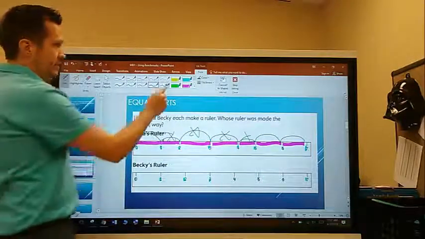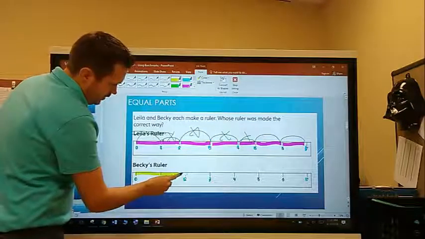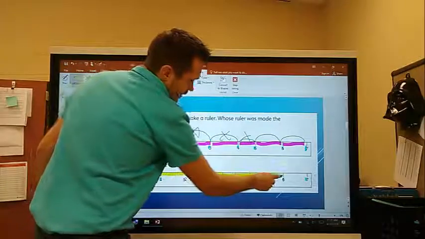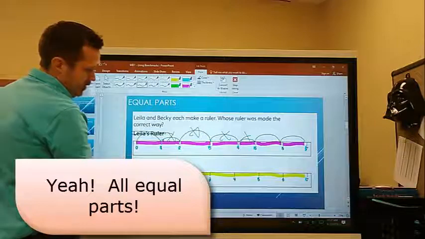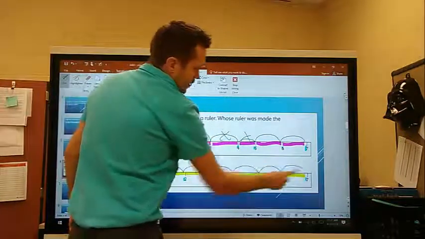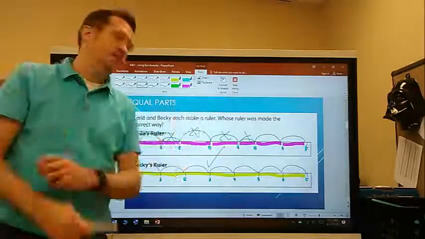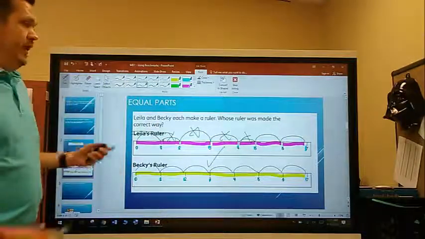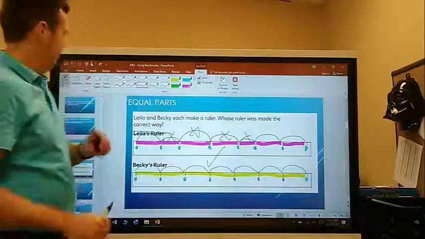Let's check Becky's and see if it has equal parts. So here we have Becky's ruler. That looks good. That's the same. That's the same. That's the same. Ooh, Becky's ruler has all equal parts. They're all the same. So yes, check for Becky's ruler. Becky's ruler works because it is made up of equal parts. So that, my friends, is one thing about rulers. You have to have equal parts.